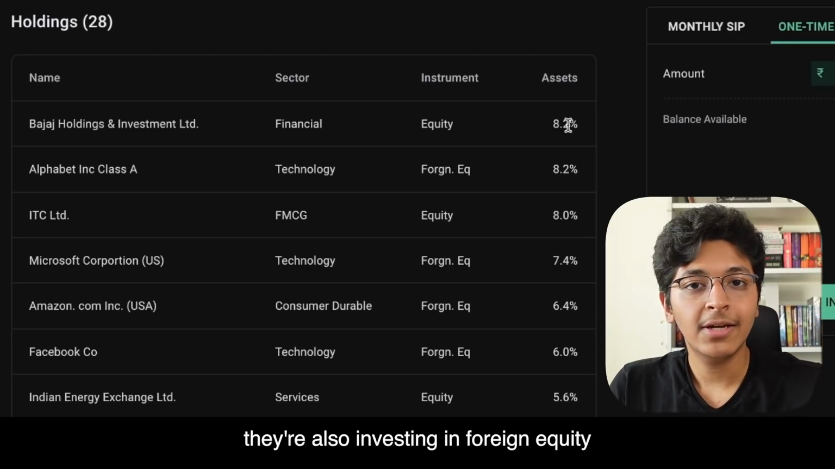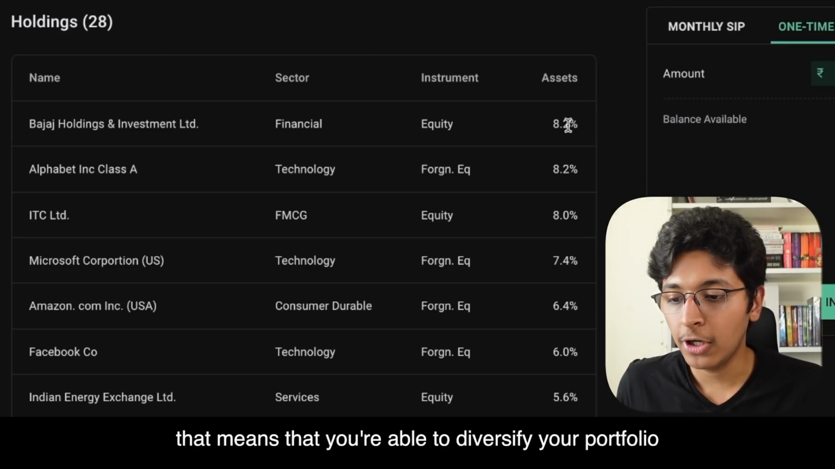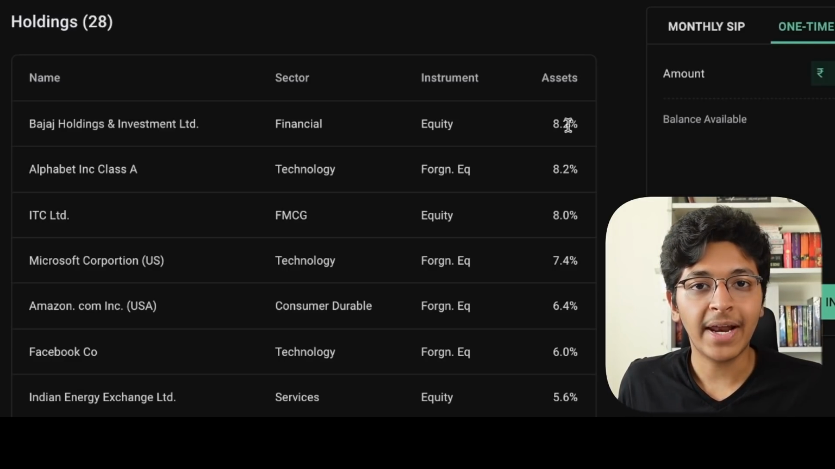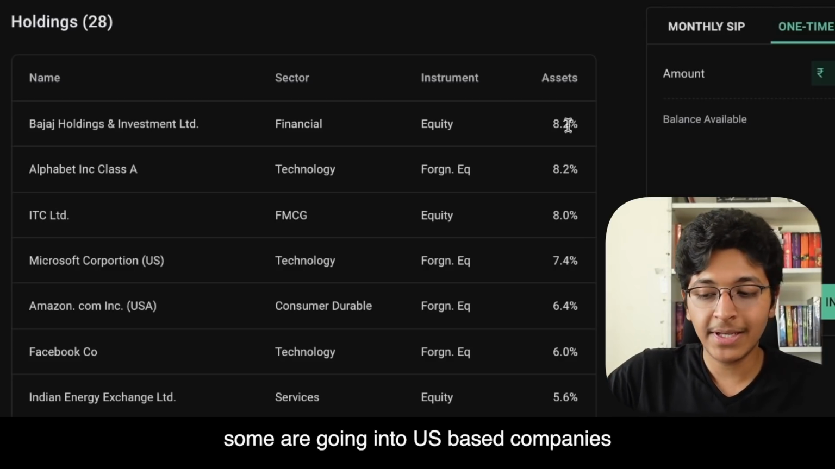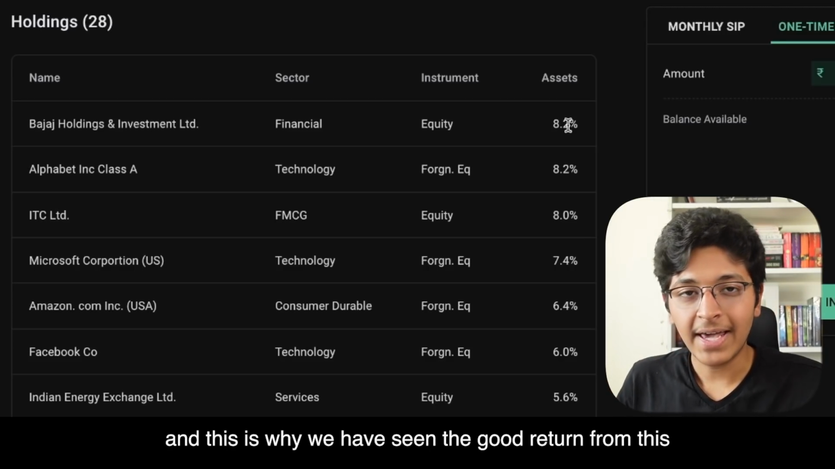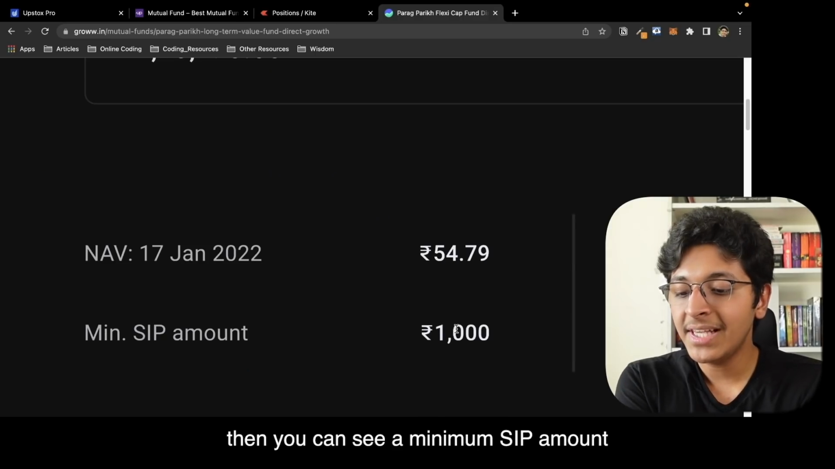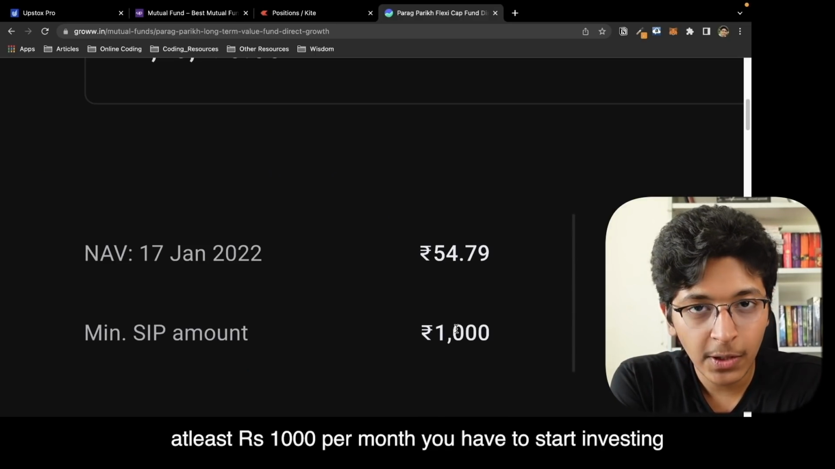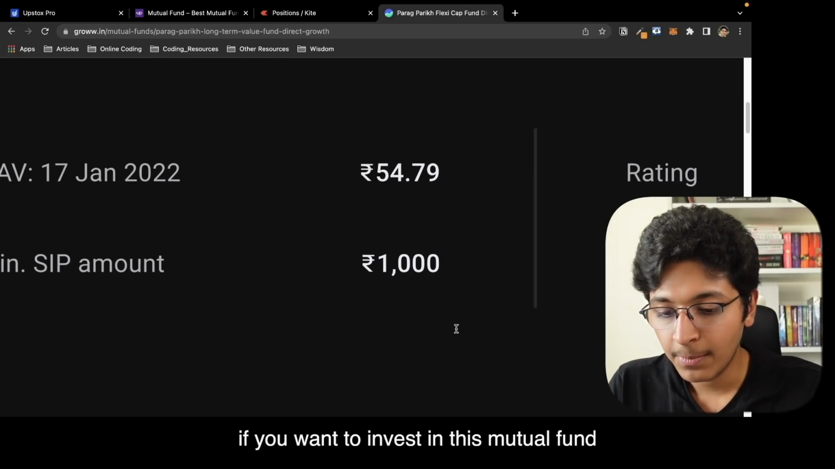They are also investing in foreign equity. That means that you are able to diversify your portfolio both in terms of the companies as well as geographically, right? So some of it is going into Indian companies, some into US based companies, and this is why we have seen the good return from this portfolio, from this mutual fund. Then you can see a minimum SIP amount of 1,000 rupees for this mutual fund. At least 1,000 rupees per month you have to start investing if you want to invest in this mutual fund.